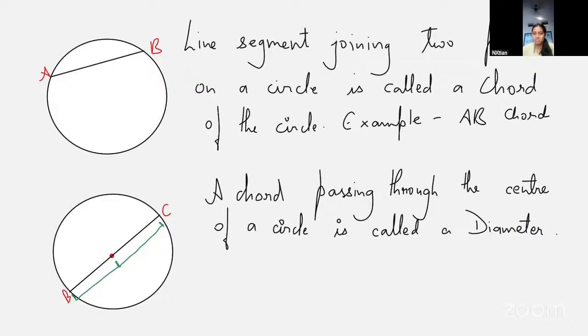If radius is 2 centimeters, diameter is 4 centimeters. Radius is 4 centimeters, diameter is 8 centimeters. So diameter is always double of the radius. Diameter is equal to 2 multiplied by the radius, because it is 2 times the radius. And the diameter always divides the circle into two equal halves.